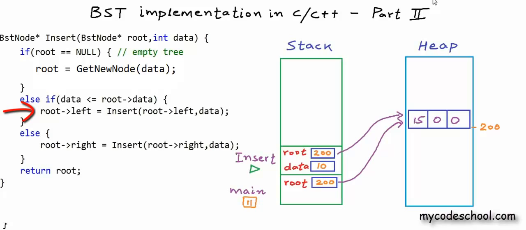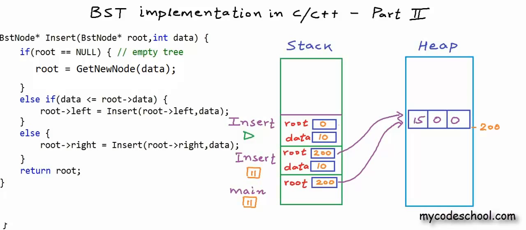Recursion is a function calling itself, and a function calling itself is not any different from a function A calling another function B. So what will happen here is that execution of this particular insert call will be paused, and a new stack frame will be allocated for execution of this another insert call, to which the arguments passed are address 0 in this local variable root, because the left child of node at address 200 is null, so we are passing 0 in root, and in data we are passing 10.